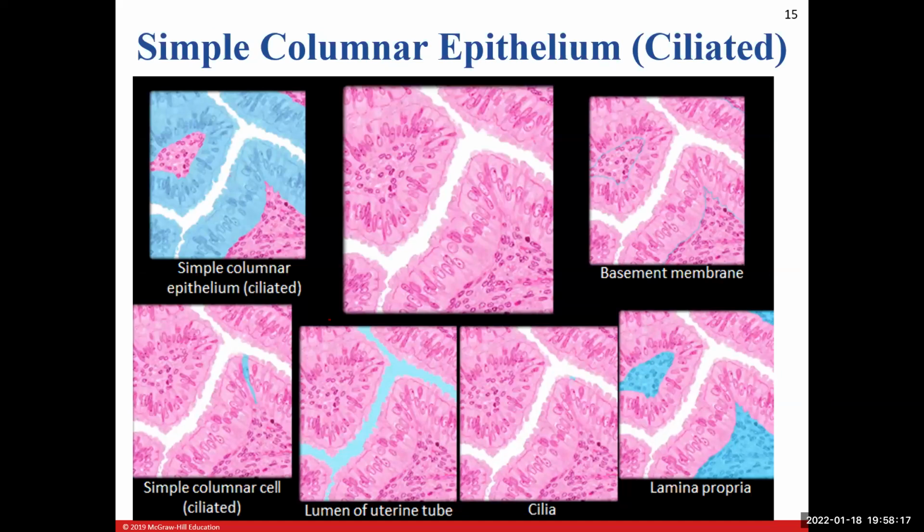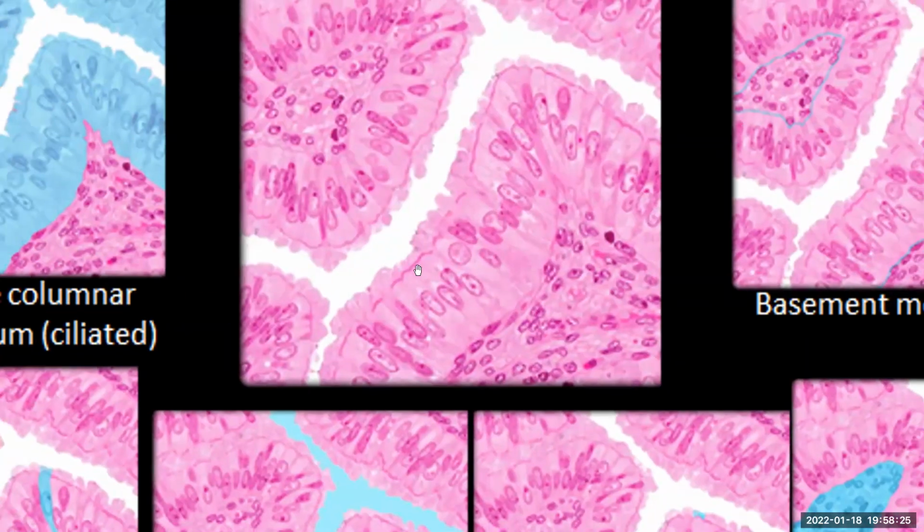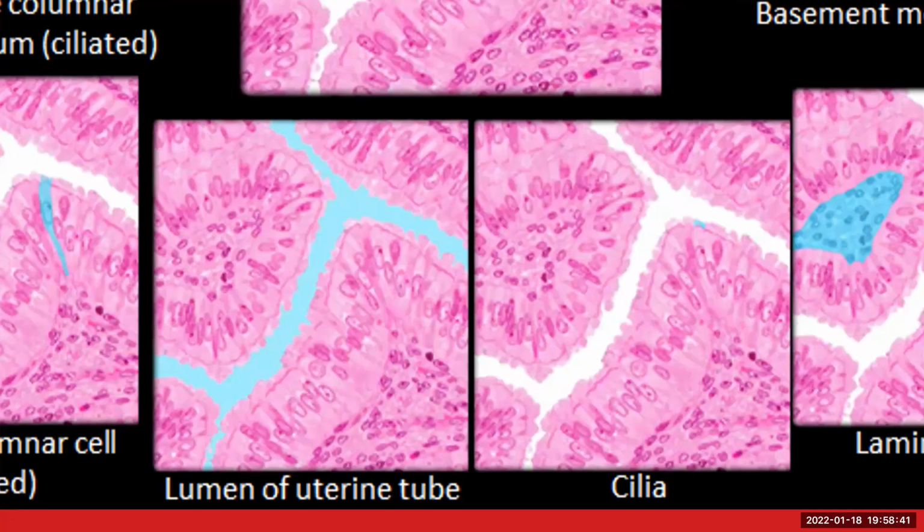So here you can see our nice columnar epithelium that's ciliated. And if you look at the top here, it looks kind of like there's bites taken out of it. That's because that's cilia, and the cilia are just in different positions here. Some are standing straight out, some are shifted to the left, some are shifted to the right. But that is going to be your cilia.